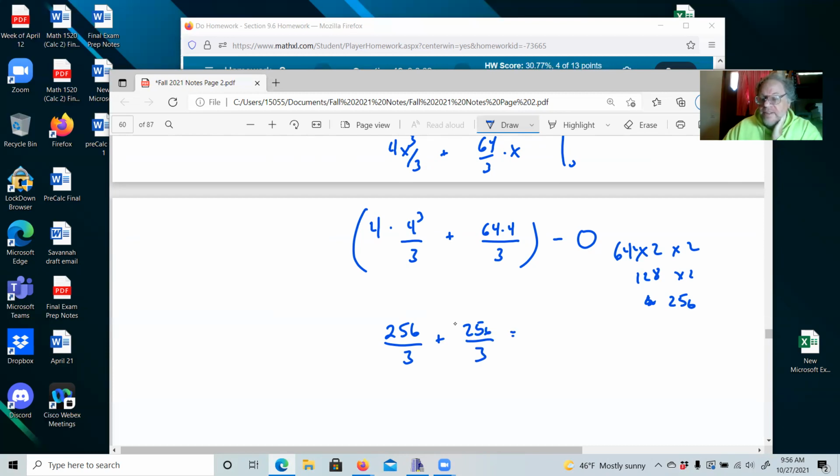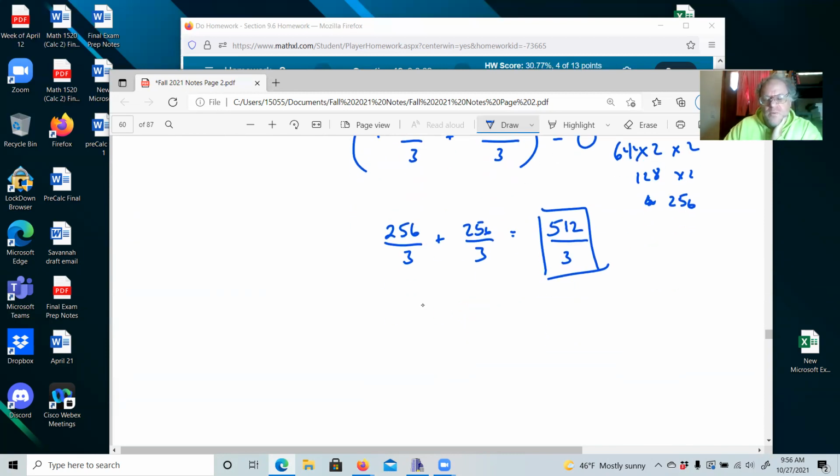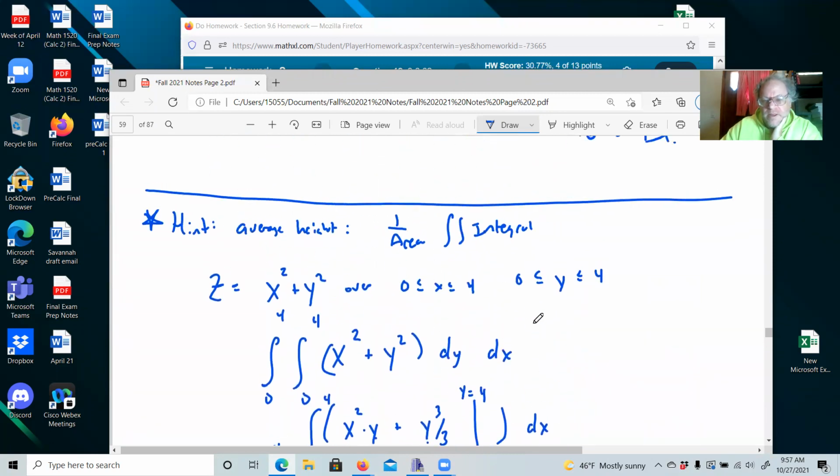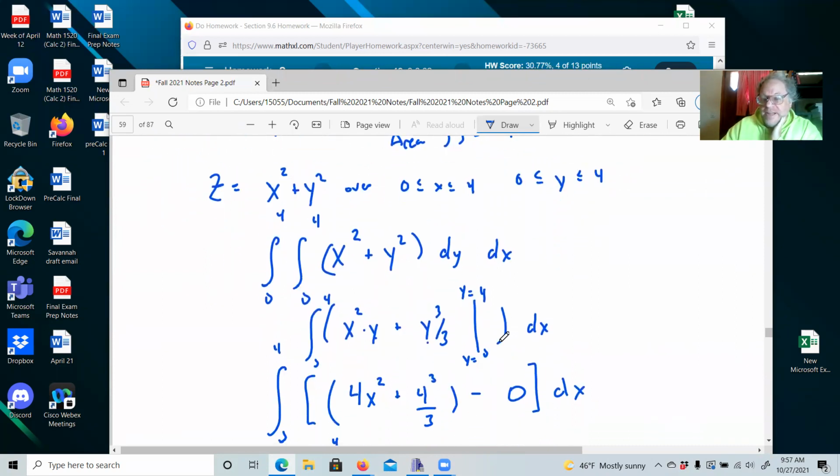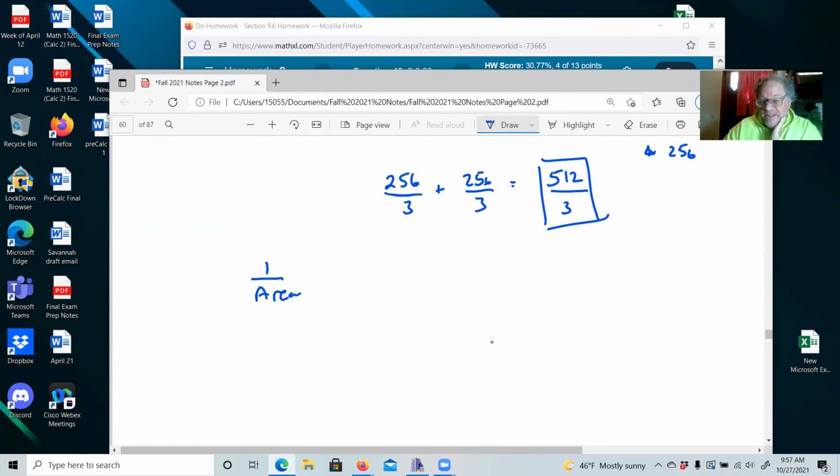Okay. Add these together. Okay, and we're going to get what? We're going to get 512. Okay, 512 over 3. But not answer yet, because we had to say 1 over the area, right? And how big, right? We have a 4 by 4 area here, don't we? So this area is 1 over, it's area 16. So 1 over 16 times 512 over 3.